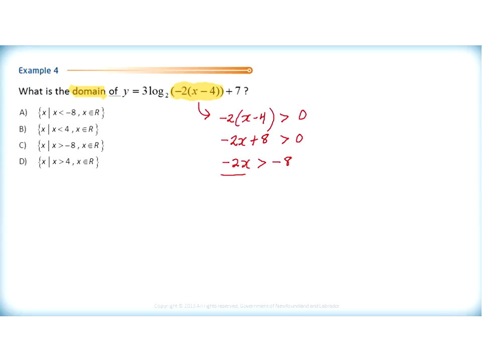When you divide both sides of an inequality by a negative number, it is important that you remember to change the sign. And that's exactly why I chose this question. So you have x has to be less than 4, and that would represent the domain of this function. So that answer corresponds with B as your multiple choice answer. So remember that when you're dividing both sides of an inequality by a negative number, you have to remember to change the sign from greater than to less than.